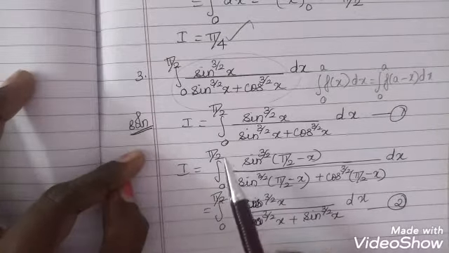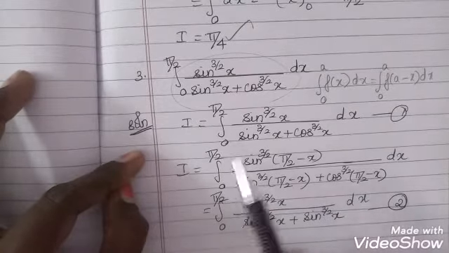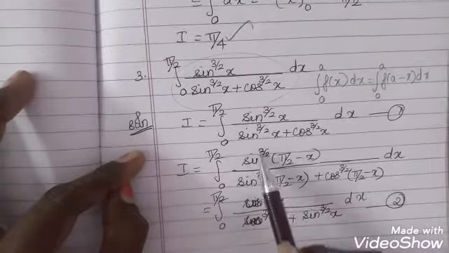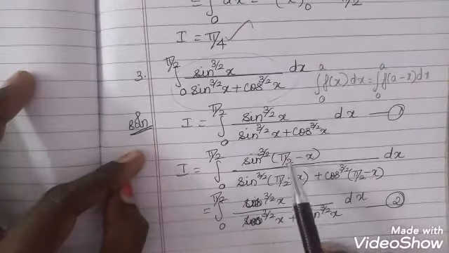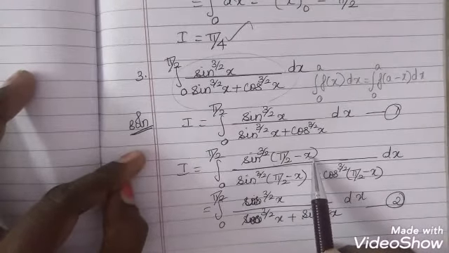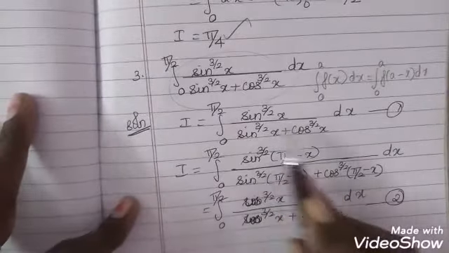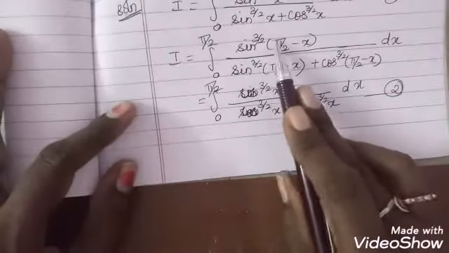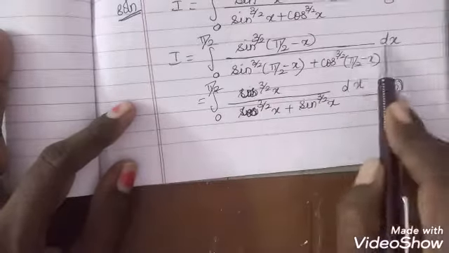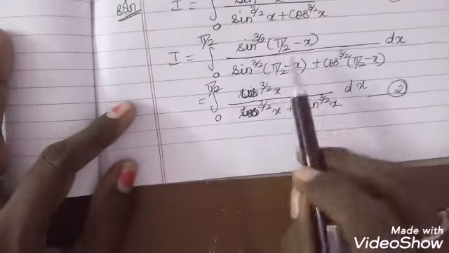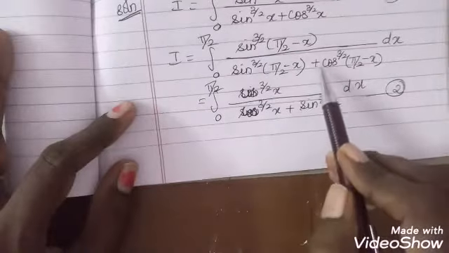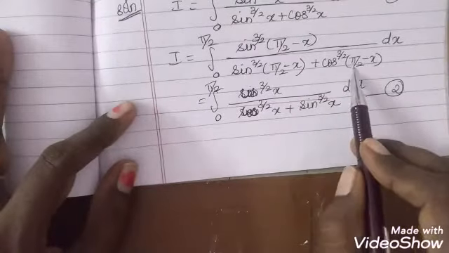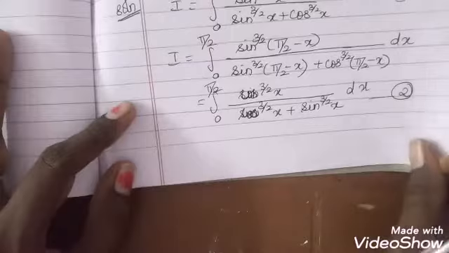So by using this property, I can write it as integral over 0 to pi by 2 of sine power 3 by 2 into pi by 2 minus x. Of course, the question I have marked as 1. So it is sine power 3 by 2 of pi by 2 minus x divided by sine power 3 by 2 of pi by 2 minus x plus cos power 3 by 2 of pi by 2 minus x dx. This is what you get here.